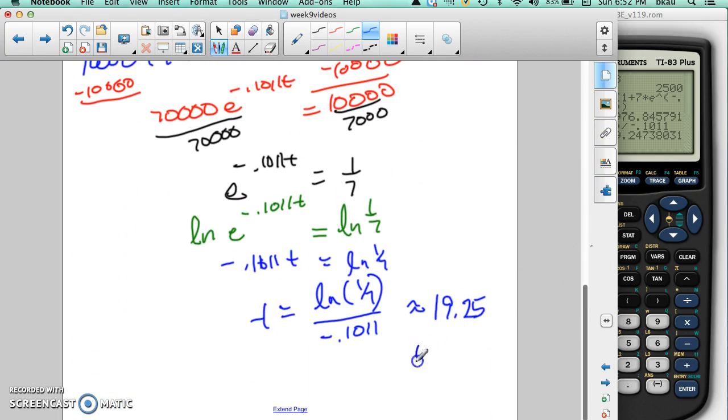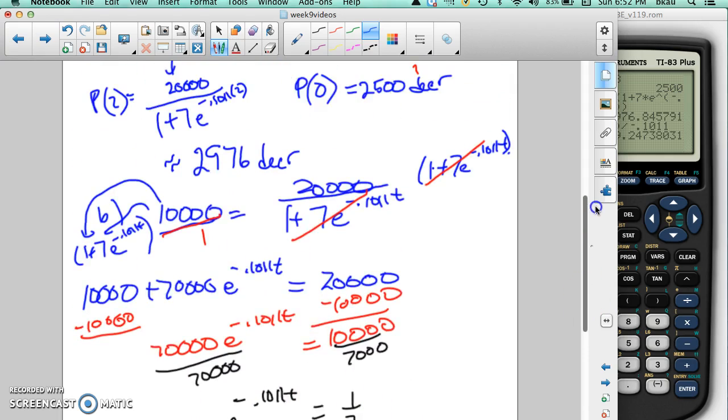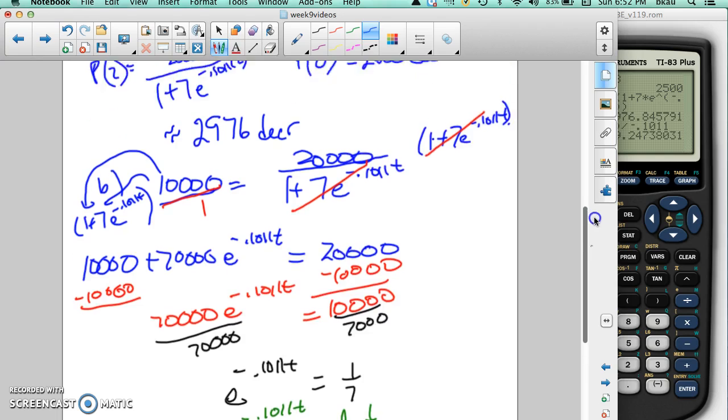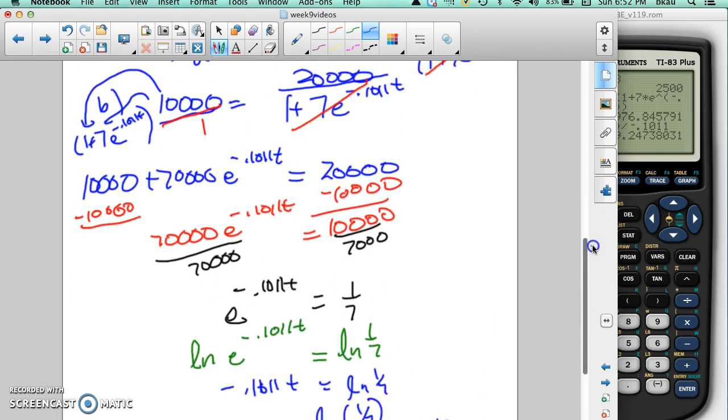So we're going to have to add 2010 to that. So that's going to be 2029. So sometime in the year 2029, quarter of the way through it, we're going to have our population being 100,000 deer.